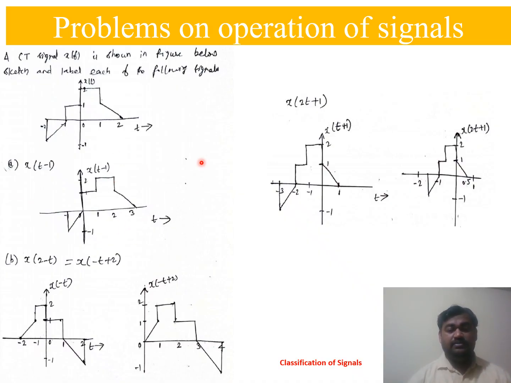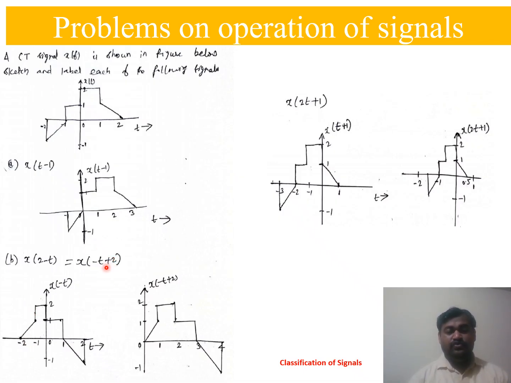This is x of t minus 1. Next one, x of 2 minus t is given second. I already told 2 minus t can be rewritten as x of minus t plus 2. So for x of minus t plus 2, first find x of minus t from the given x of t. So this is x of minus t.